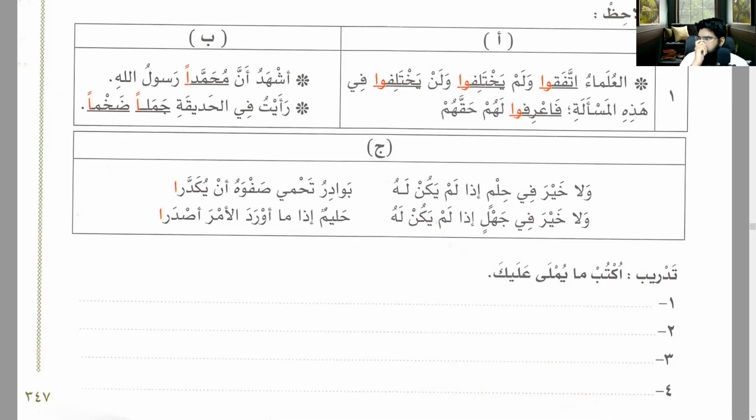Signs, precursors. Bawadir means precursors or signs. So there's no benefit in dreams if there are no precursors to it, something which comes before that, I guess. Tahmi safwahu an yukaddira. Tahmi is to protect. Hama yahmi. Safwa, safwun. Serenity. It protects its serenity.